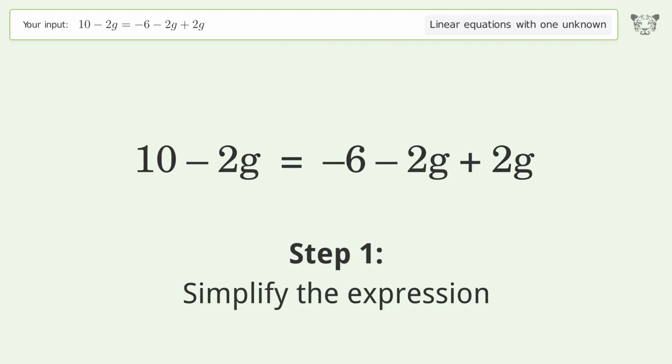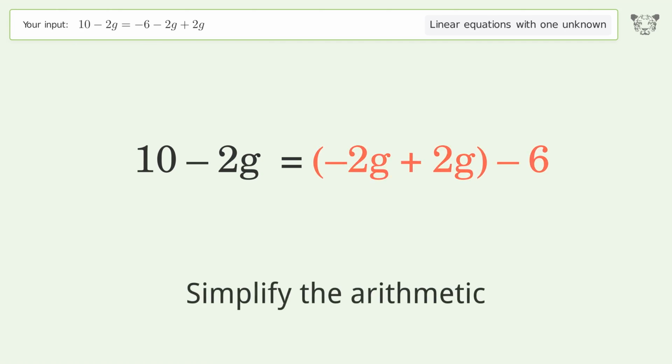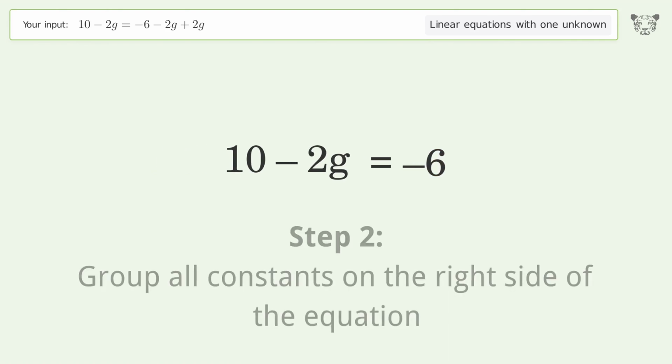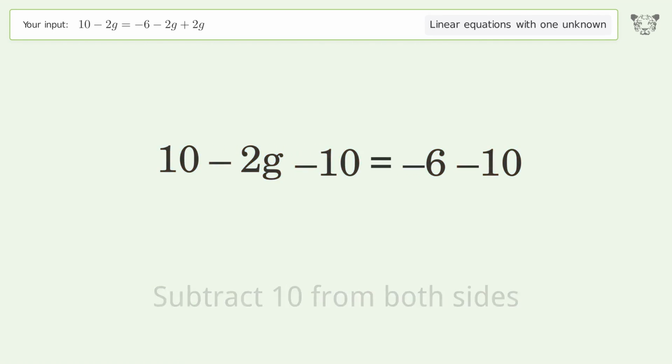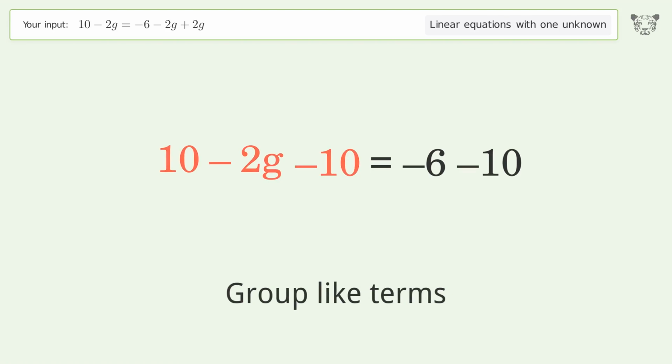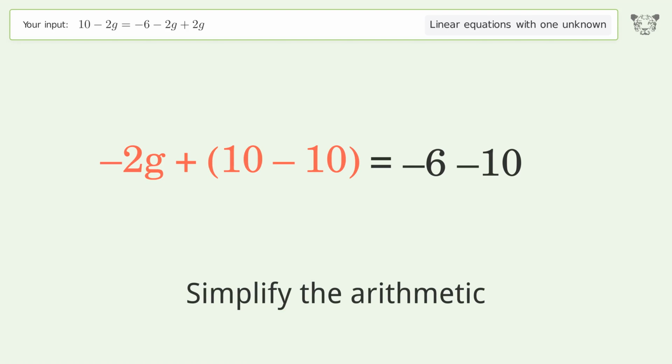Simplify the expression. Group like terms. Simplify the arithmetic. Group all constants on the right side of the equation. Subtract 10 from both sides. Group like terms. Simplify the arithmetic.